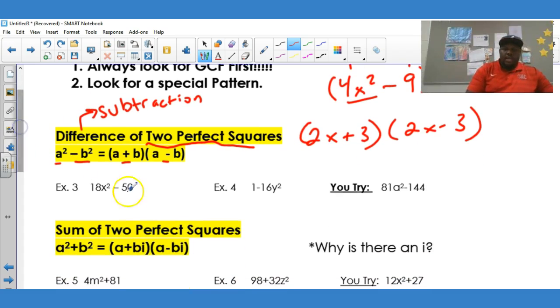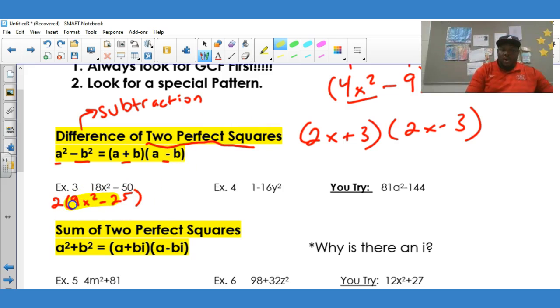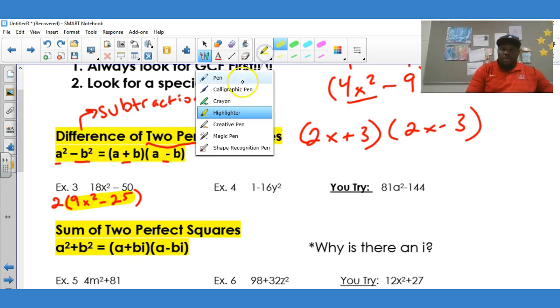So for this first one, we look at example 3. I want you to look, 18 is not a perfect square. 50 is not a perfect square. But if I take out the GCF, remember we just did the GCF? Let's factor out the GCF. I have 2 times 18 divided by 2 is 9. And negative 50 divided by 2 is negative 25. So now take a look at it. 9 is a perfect square, so is x squared. 25 is a perfect square. So now with this section right here, I can apply the difference of two squares with this part. So now don't forget your 2.